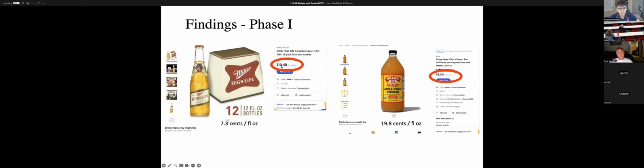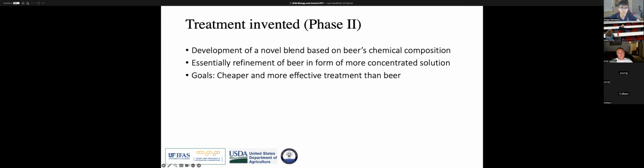Now, we can look at the cost comparison here. If you didn't believe me on that, this is an image from walmart.com. The Miller High Life beer that was used in the study is merely 7.3 cents per fluid ounce, whereas apple cider vinegar is about 20 cents. So Miller High Life is not only 33 times more effective, it's also a third of the cost. So that's a really big statement.